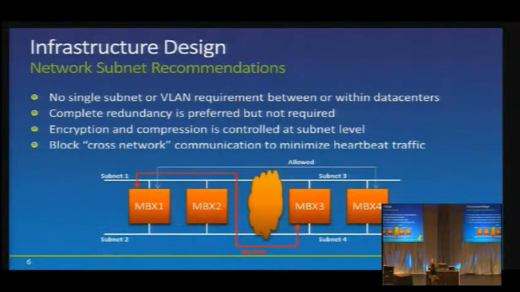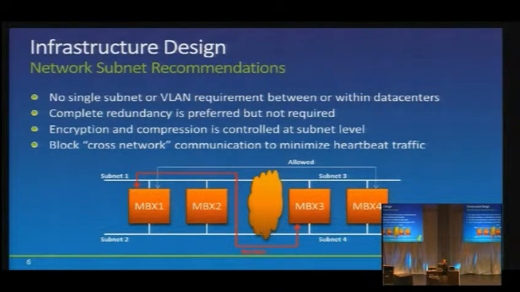But if you suddenly go to 3, 4, or up to 16 servers, now you've got a lot of heartbeat traffic going across your network. And that is something that you want to suppress. So you want to suppress it by blocking this communication. How do you block the communication? Generally, it's going to depend on your environment.